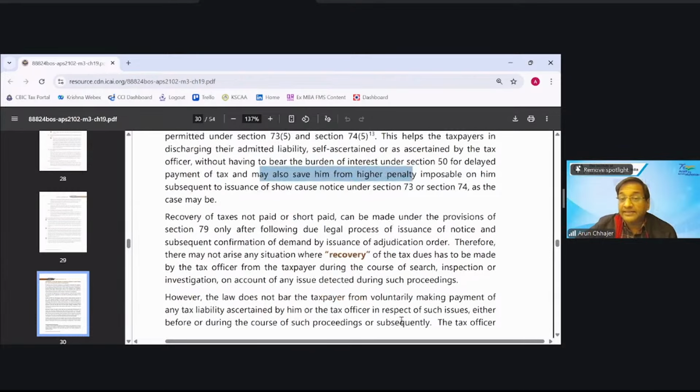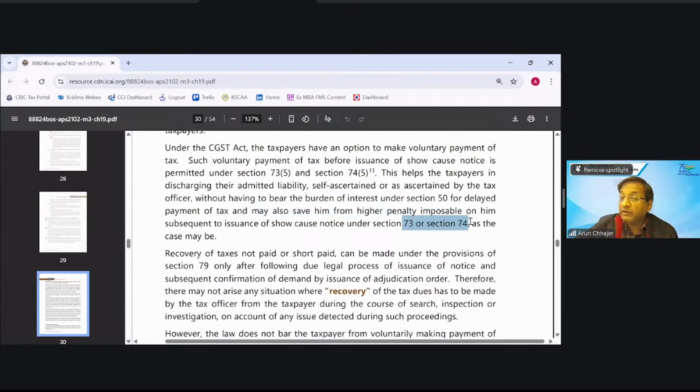So अब आप कहेंगे कि सर यहाँ पे 73, 74 क्यों लिखा हुआ है? Why not 74A? Because this clarification was issued prior to insertion of 74 capital A.